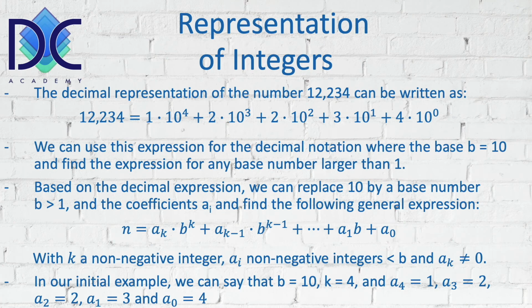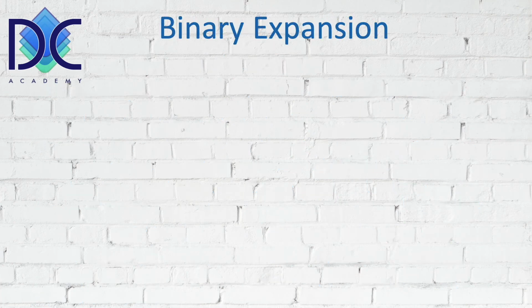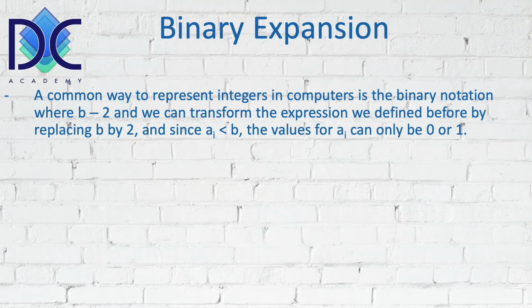Now this was base 10. Let's have a look at different base numbers. The binary expansion is very popular because we use a lot of binary numbers in a lot of applications. We've already seen it before. Here b is equal to 2, so it complies with the condition that it's larger than 1. And the coefficients a are smaller than b. It means the only possibilities for the coefficients are 0 or 1.